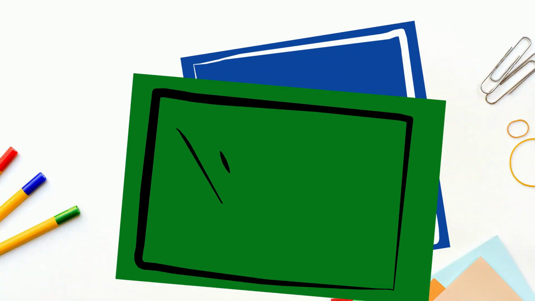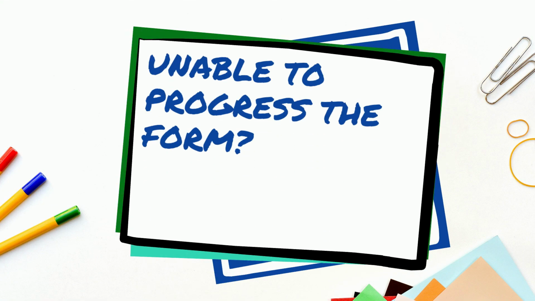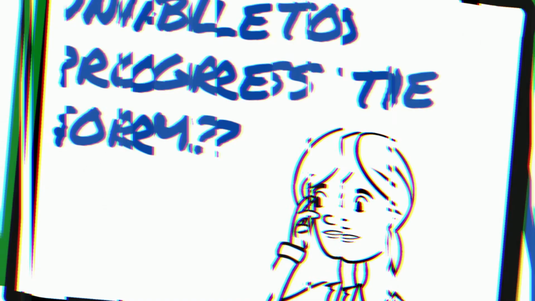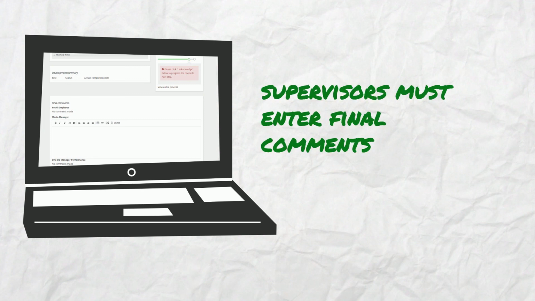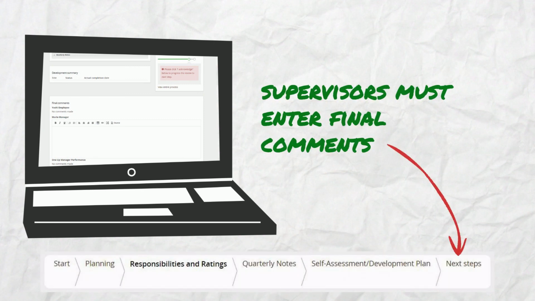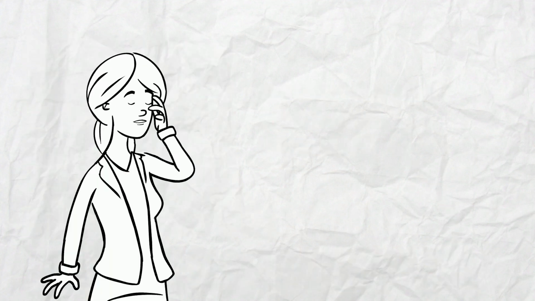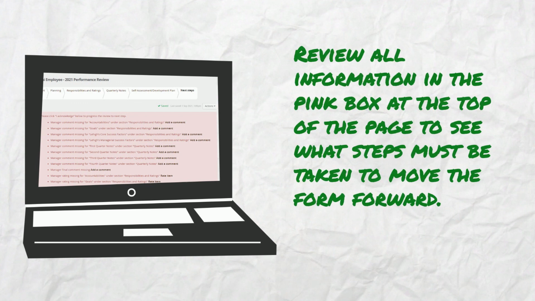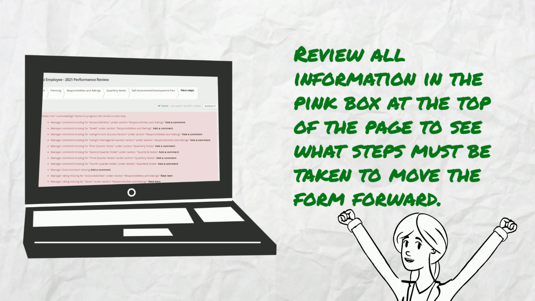There are a few important things to check if you click Go to Next Step and receive an error or are unable to move the form forward. Final comments are required. These are entered into the Next Step section of the form, the same place where you set the overall rating. If you still can't move the form forward, take a look at the pink box at the top of the Next Steps section. This is where the system defines what steps must be taken to move the form forward.